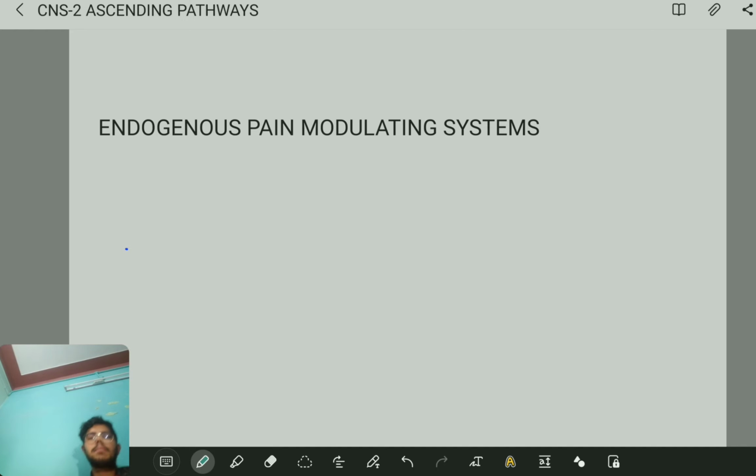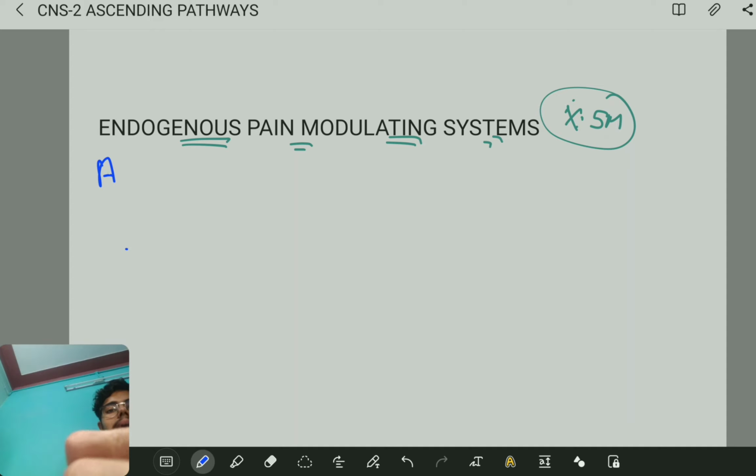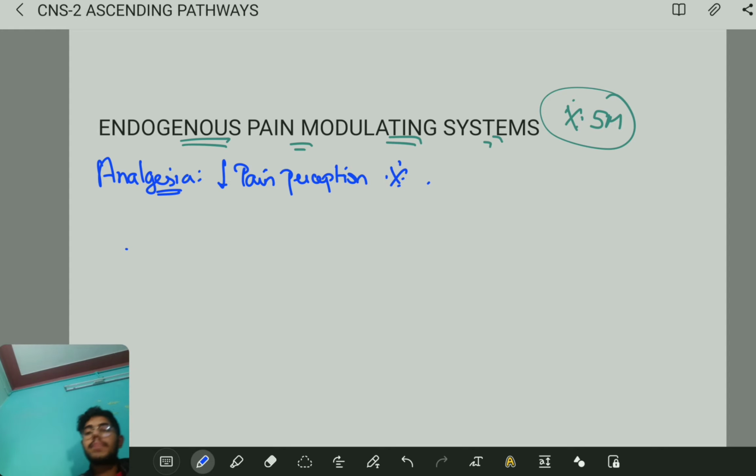Yes, so this is about endogenous pain modulating systems. A very important 5-mark question. To make the question paper tough, they can ask you this question, endogenous pain modulating system, but it's very simple in concept. Okay, before that, let me introduce a term called analgesia. What is this analgesia? Anyone knows? Yes, there is a decrease in pain perception. That's it.